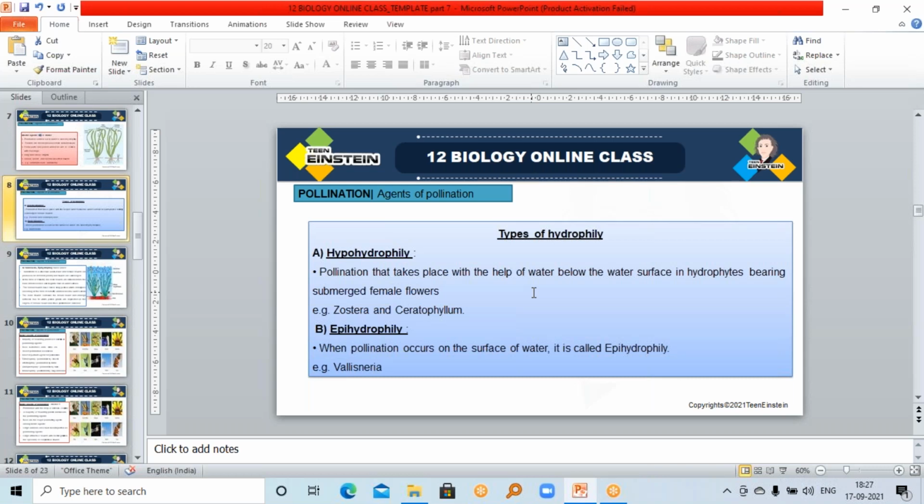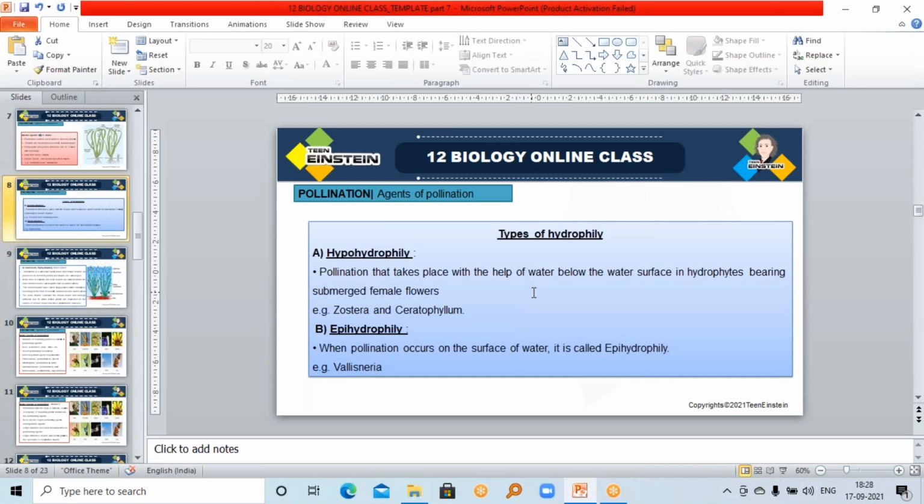So there are two types of hydrophily. Hypohydrophily: hypo means the pollination is taking place below the water surface. The female plants are submerged, present under the water level, so pollination is taking place under the water level. An example for hypohydrophily is Zostera, the marine seagrass, and Ceratophyllum. In both, hypohydrophily is taking place. Important, note down: hypohydrophily, example Zostera and Ceratophyllum.